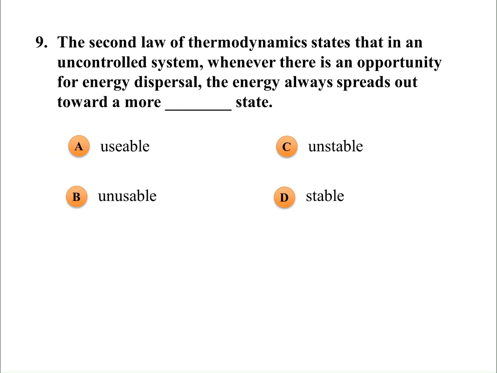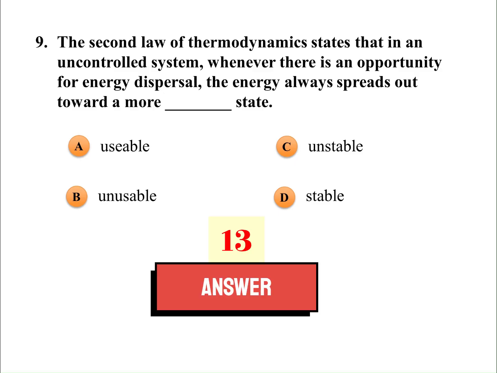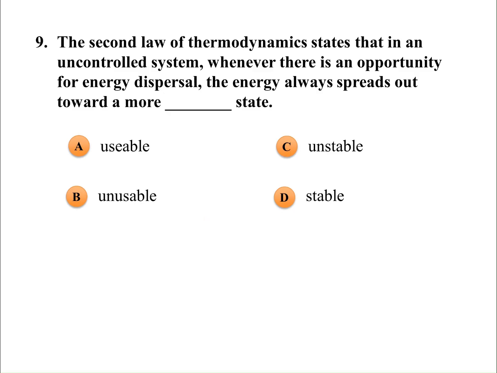The second law of thermodynamics states that in an uncontrolled system, whenever there is an opportunity for energy dispersal, the energy always spreads out towards a more, of course, more stable state.